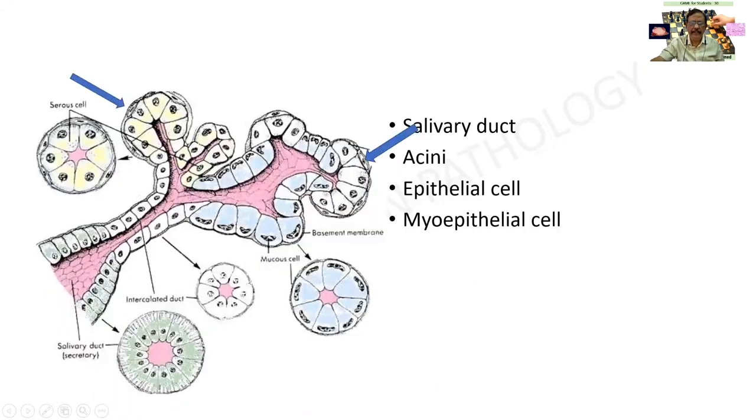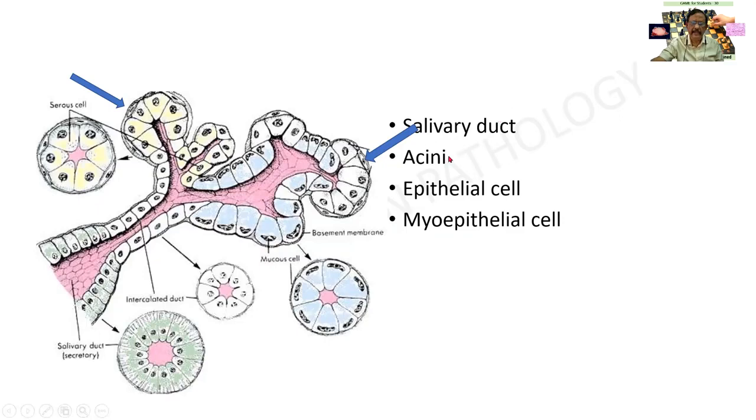Before you go into the lesion proper, let us see the structure of the salivary gland. In the salivary gland, let us remember that there are two components, namely the salivary duct and the second one, the acini. These are the two important components. We will be remembering them alone.